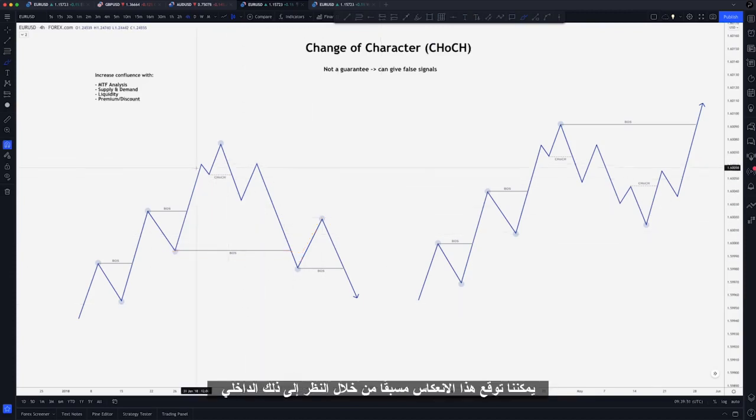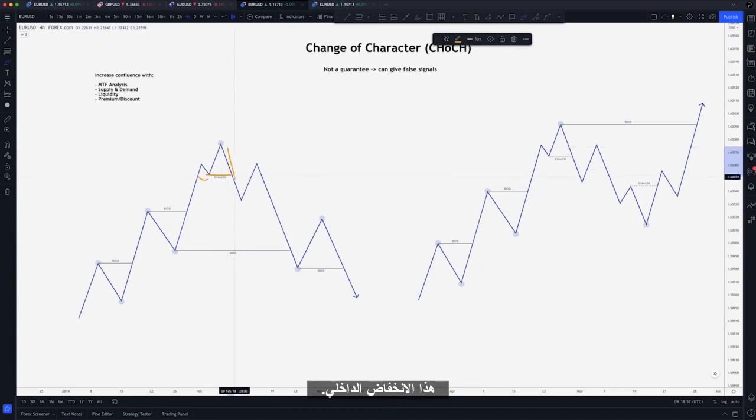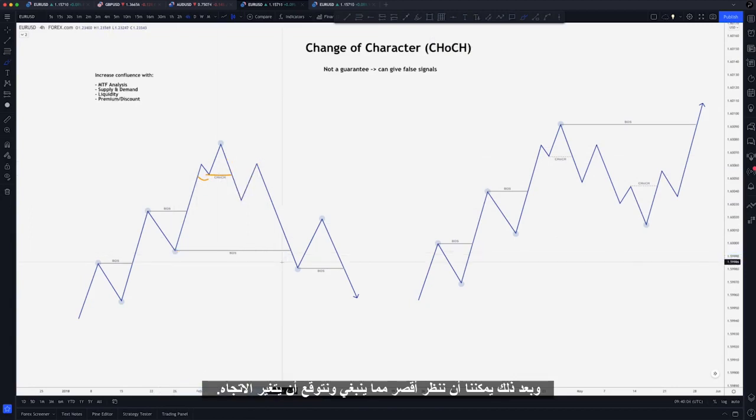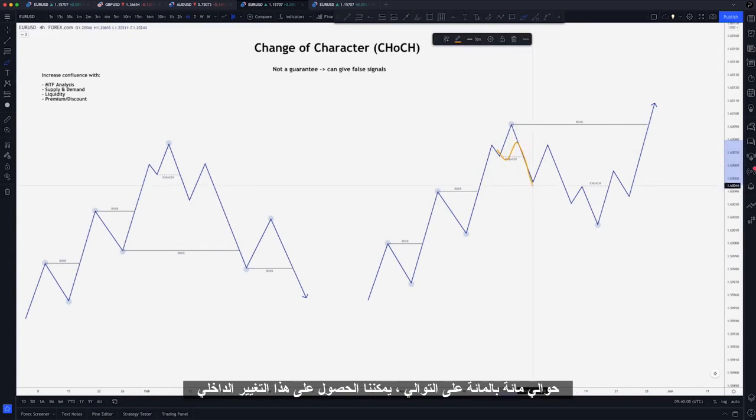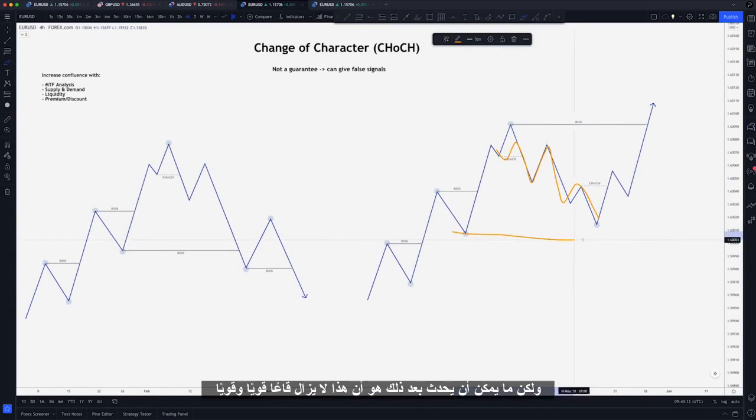We can anticipate that reversal beforehand by looking at that internal change of character, right? So price takes out that minor low, that internal low. We then get that internal lower low, that change of character, wait for price to pull back, and then we can look to short and we anticipate that trend change. Okay, but of course, like anything, it's not 100% strike rate. We can get that internal change of character. We can get short, right? But then what can happen is this is still a strong low and a strong high, right?